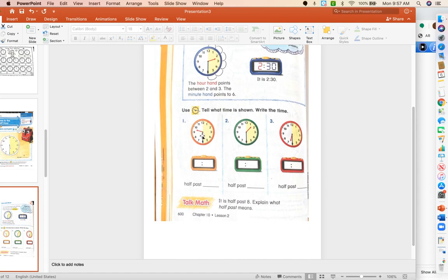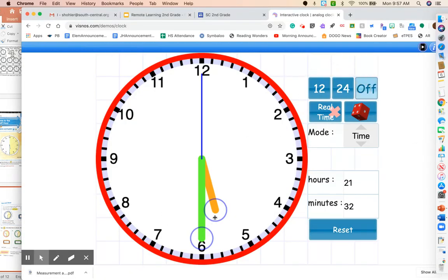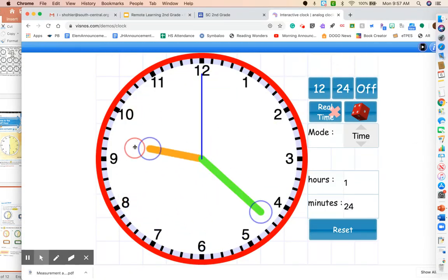All right, it says we're going to tell what time is shown, and then we're going to also write the time. So I'm going to put this time over here on my clock. Whoa, that was a crazy clock.